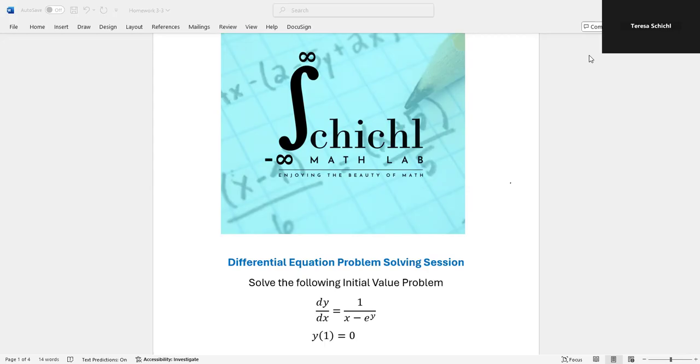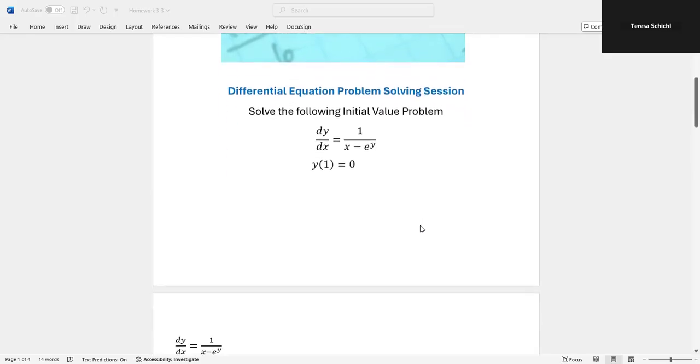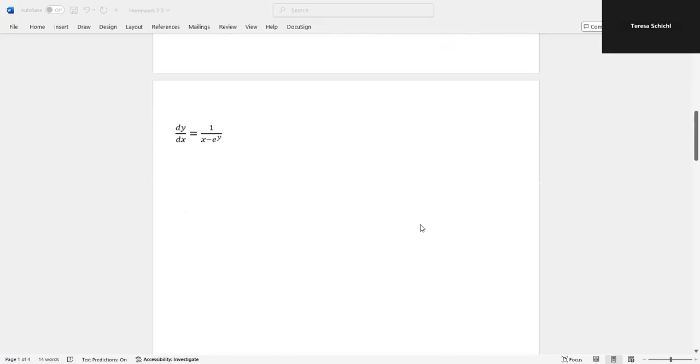So today we will try to solve this differential equation dy/dx equals 1 over x minus e^y, with the initial condition y(1) = 0. This one looks pretty easy, but I think this is a first order nonlinear differential equation. The whole equation is very simple, but I think the method for solving it is a little tricky here. All right, so let's get started.